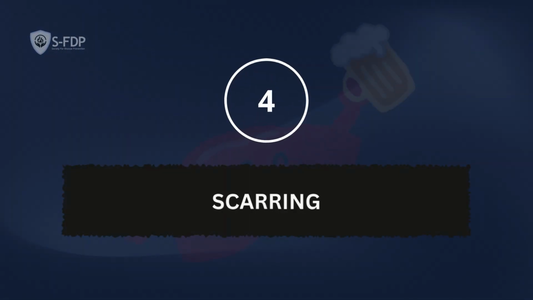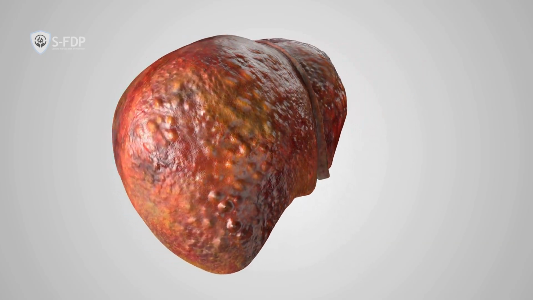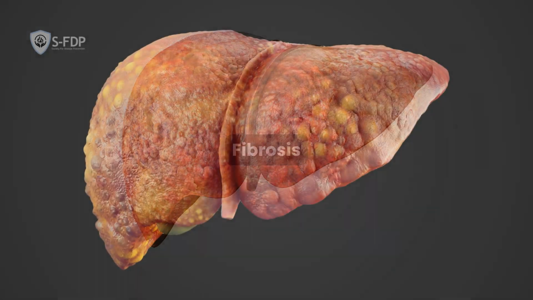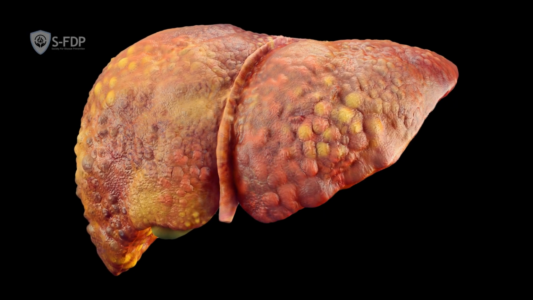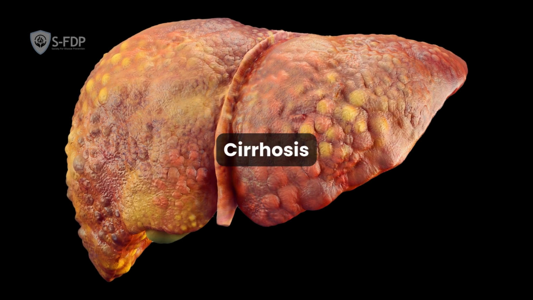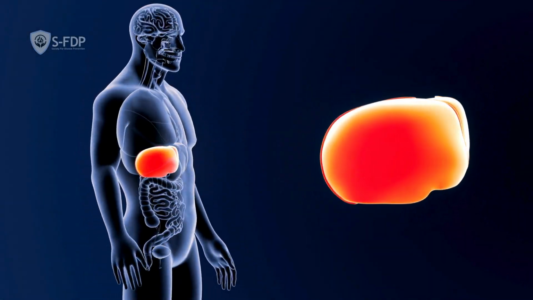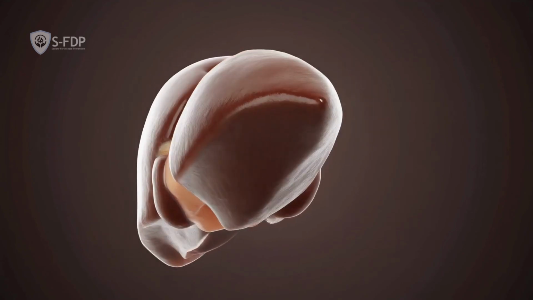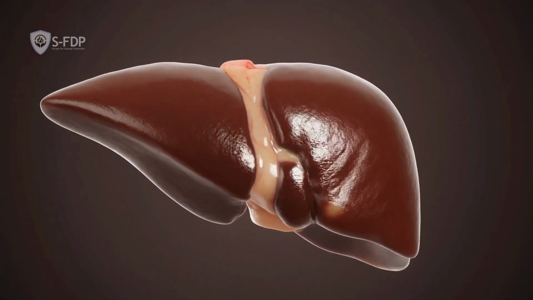Step 4. Scarring. Over time, repeated damage causes scar tissue to form. This scarring is called fibrosis. If drinking continues, fibrosis progresses to cirrhosis, severe scarring that permanently damages the liver. At this stage, the liver struggles to function, leading to life-threatening complications.